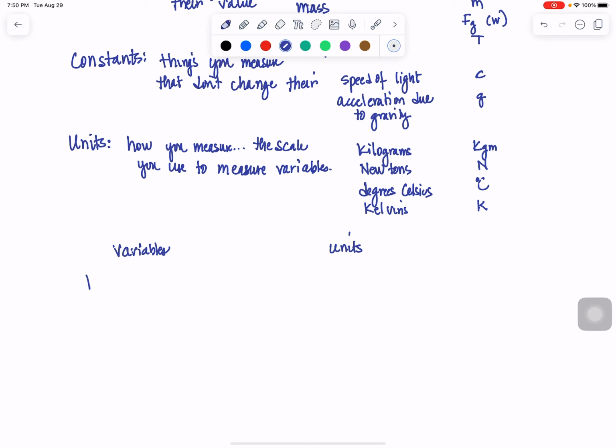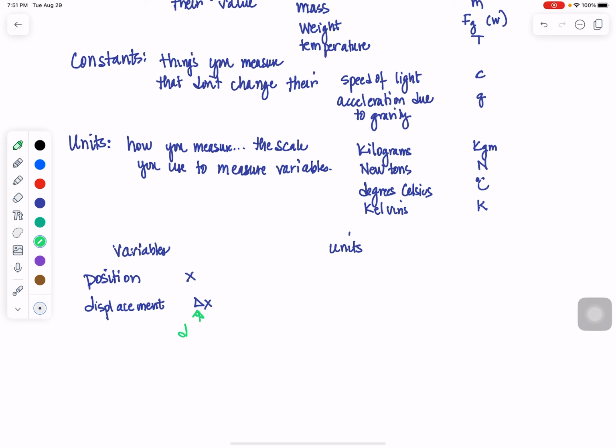So we have position, and it has the variable x. If you move in multiple dimensions, then we have more variables, but for right now, I'll just say x. We also have something that we've introduced called displacement, and it has the symbol delta x. Delta is the Greek letter, and it means change.